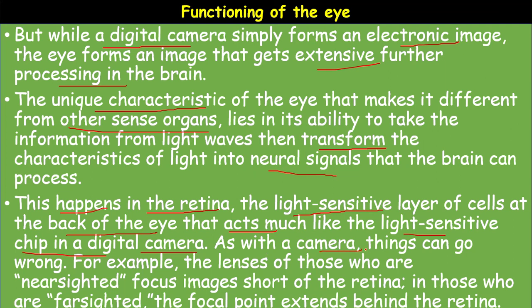Okay, as with a camera, things can go wrong. For example, the lenses of those who are nearsighted focus the image short of the retina. In those who are farsighted, meaning long sighted, the focal point extends behind the retina. Okay, if the image is formed in front of the retina, it is short sightedness. If the image is formed behind the retina, then it is long sightedness.